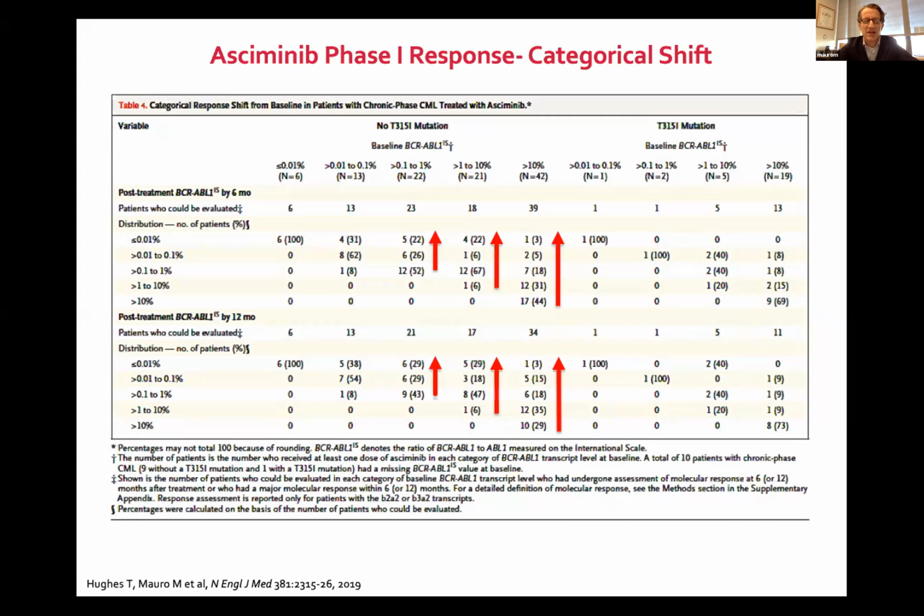So if you follow this again busy table, starting from the largest arrows at 6 and 12 months, you see, for example, the greater than 10% arm here. This is patients who started with fairly high transcript levels, and it shows the proportion of patients who were able to shift into varying degrees of molecular response. Patients who started in somewhat better remission levels also shifted into different response categories, and even patients who had lesser degrees of resistance shifted into deeper molecular response, and so on. And with time, these numbers grew, the number of patients achieving deeper and deeper molecular response. So categorical improvement for patients with varying degrees of response with asciminib was really the rule.